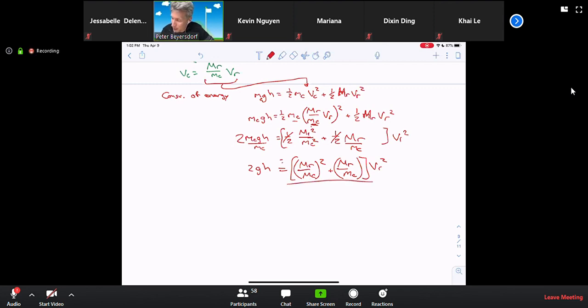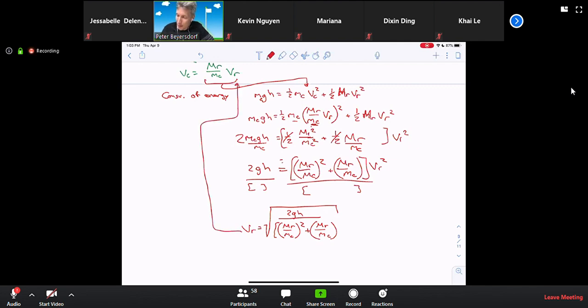So let me just divide both sides by this factor that's in brackets, and then take the square root, and that will give me my answer. It's going to look like square root of 2GH over this parameter in brackets, MR over MC squared plus MR over MC. So that's the velocity of the ramp. I now plug that back in to my expression I got from conservation of momentum to get an expression for the velocity of the cart.